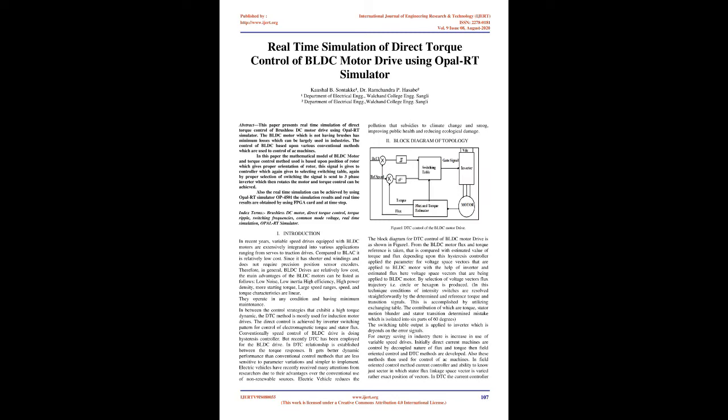This signal is given to the controller, which again gives it to the selecting switching table. Again, by proper selection of switching, the signal is sent to the three-phase inverter, which then rotates the motor, and torque control can be achieved. Also, real-time simulation can be achieved by using the Opal-RT simulator OP4501. The simulation results and real-time results are obtained by using an FPGA card and at a fixed time step.